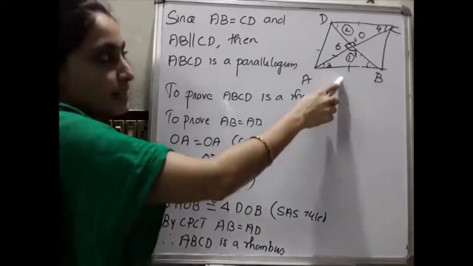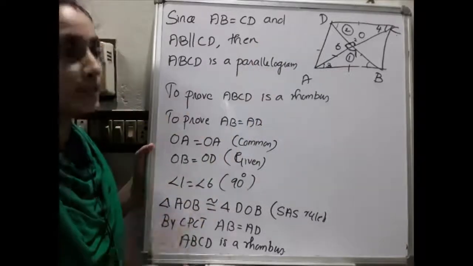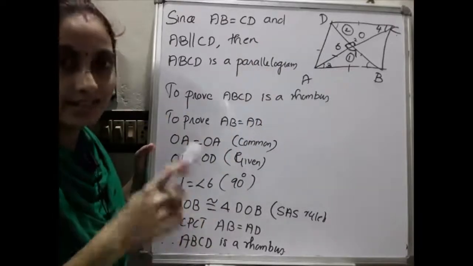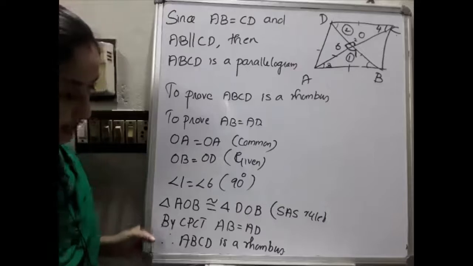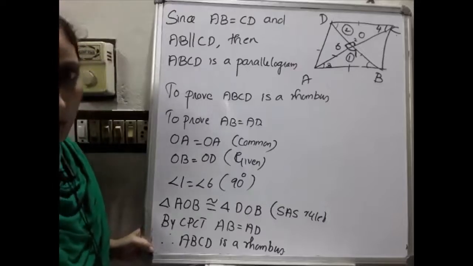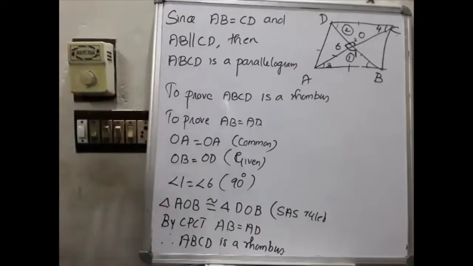So by CPCT, AB is equal to TA. From that we can say that adjacent sides are equal, then it is a rhombus. So we can say that ABCD is a rhombus. So please write down the second proof.